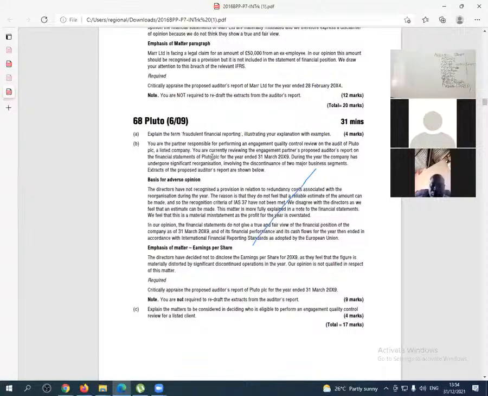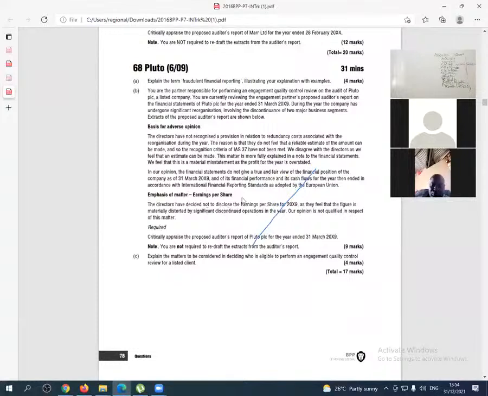In our opinion, the financial statements do not give a true and fair view of the financial position of the company as of 31st March 2019 and of its financial performance and its cash flows for the year then ended in accordance with international financial reporting standards as adopted by the European Union. Emphasis of matter, earnings per share. The directors have decided not to disclose their earnings per share for 2019 as they feel that the figure is materially distorted by significant discontinued operations in the year. Our opinion is not qualified in respect of this matter.